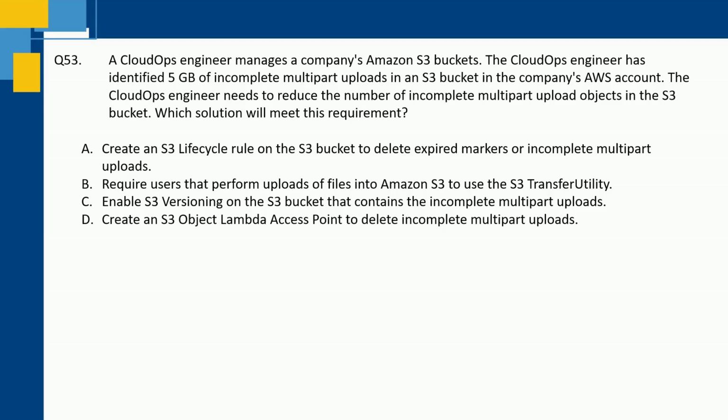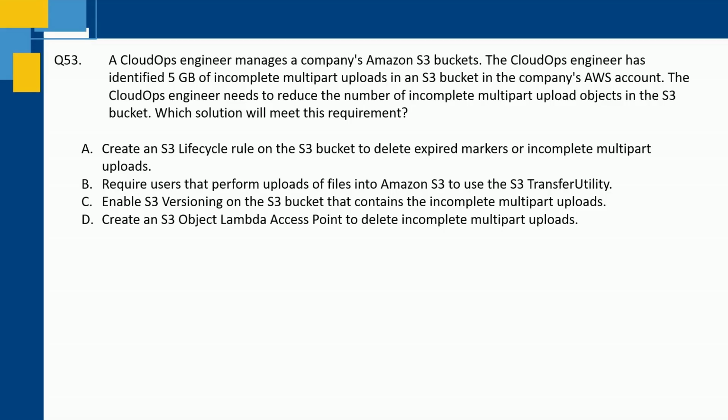Your options are: create an S3 lifecycle rule on the S3 bucket to delete expired markers or incomplete multi-part uploads. Require users that perform uploads of files into Amazon S3 to use the S3 transfer utility. Enable S3 versioning on the S3 bucket that contains the incomplete multi-part uploads. Create an S3 object Lambda access point to delete incomplete multi-part uploads.